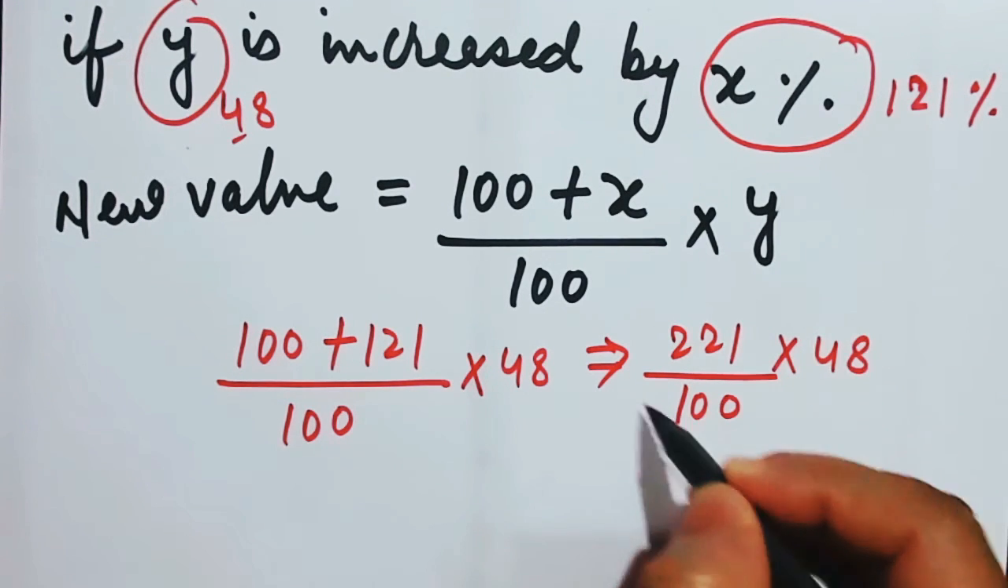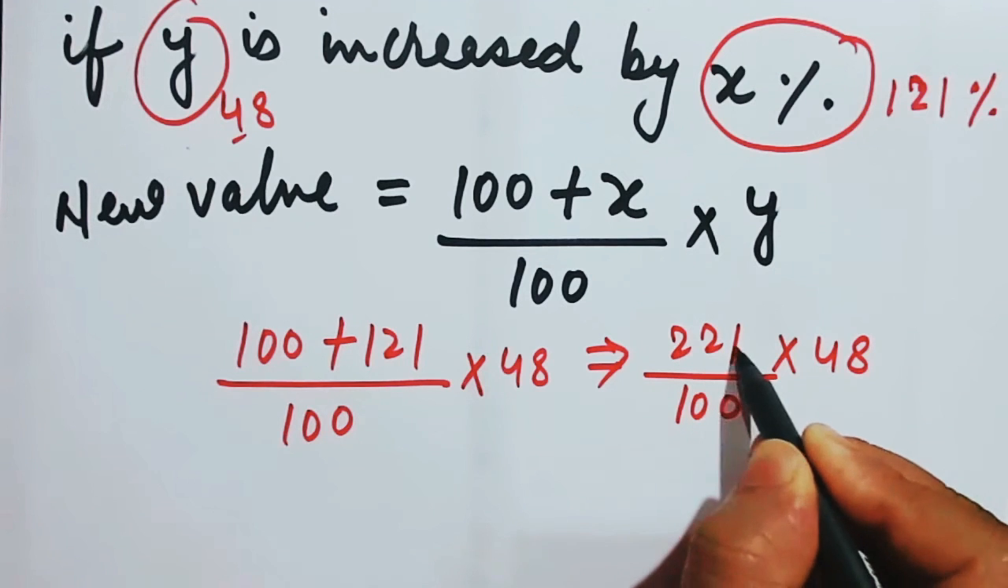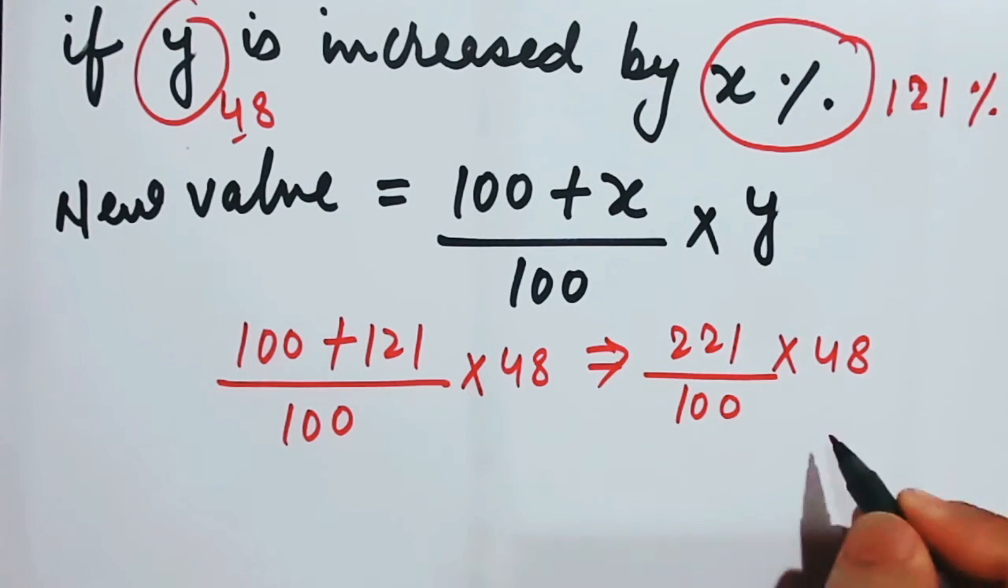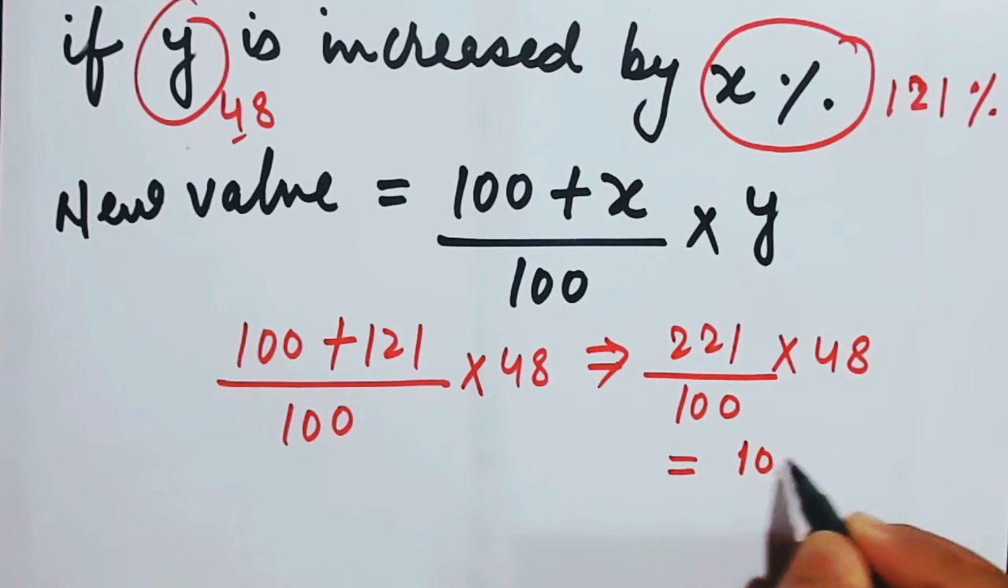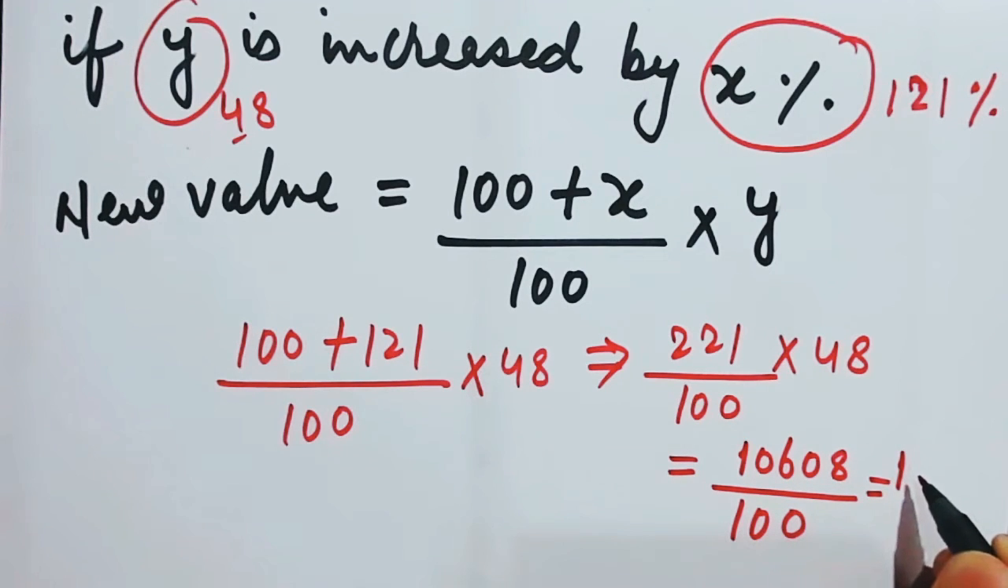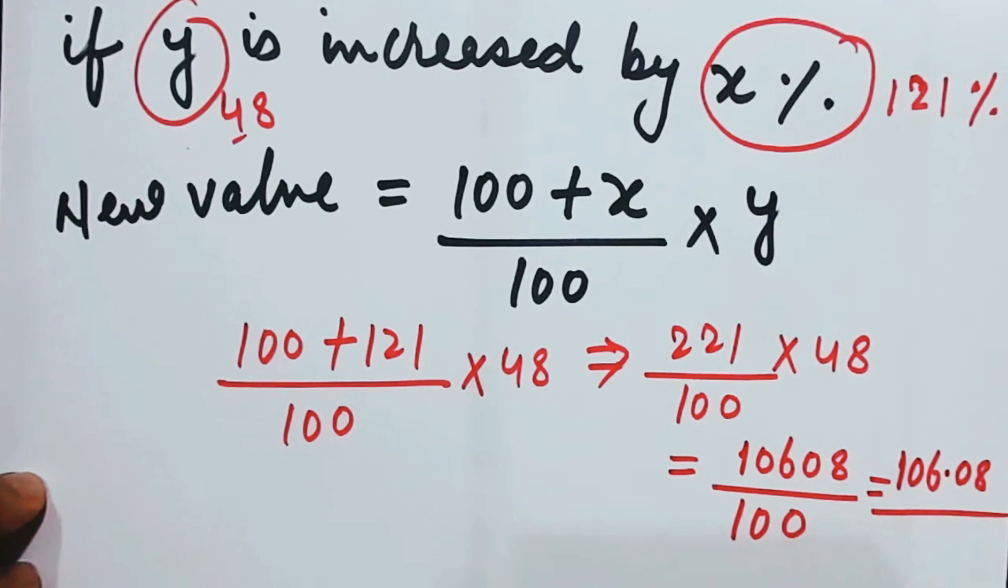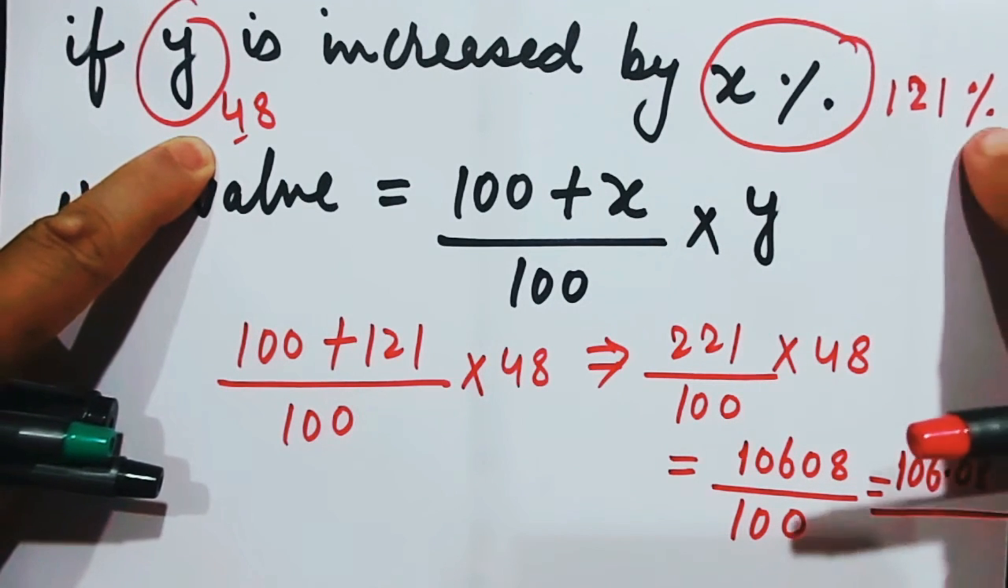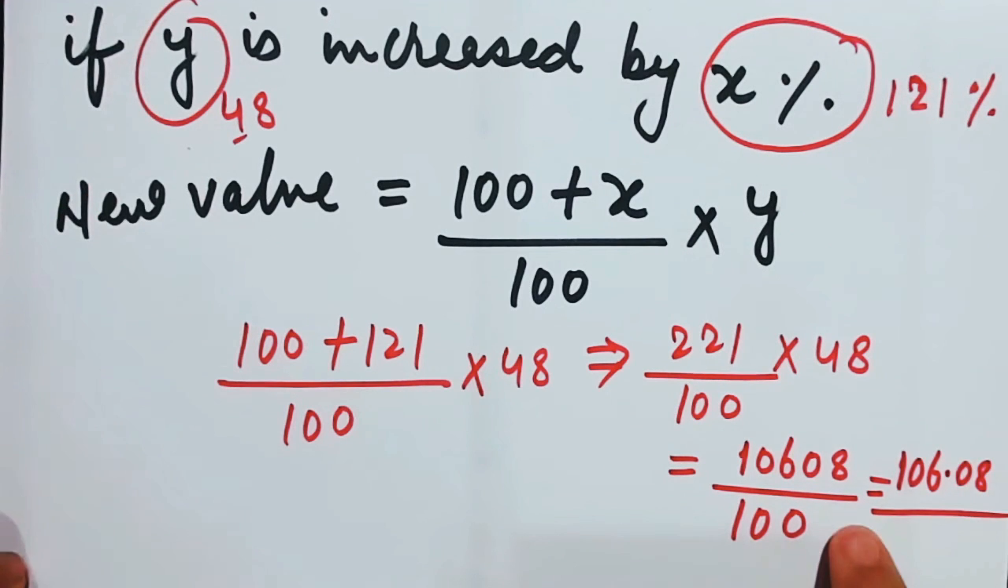Now when you solve 221 into 48, you will be getting a value 10608 by 100, which will simplify to 106.08 as your final solution. Simple. This means I have increased 48 by 121% to give me 106.08. Clear? Now let us take another one.